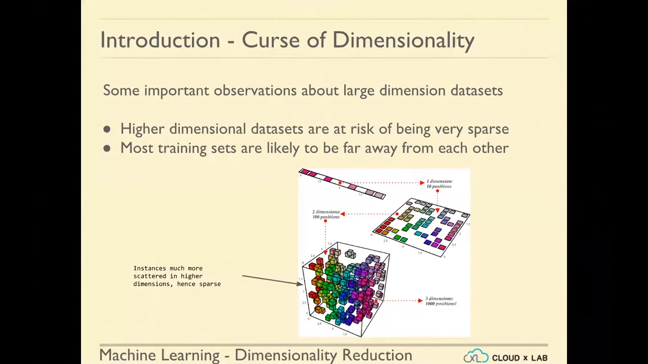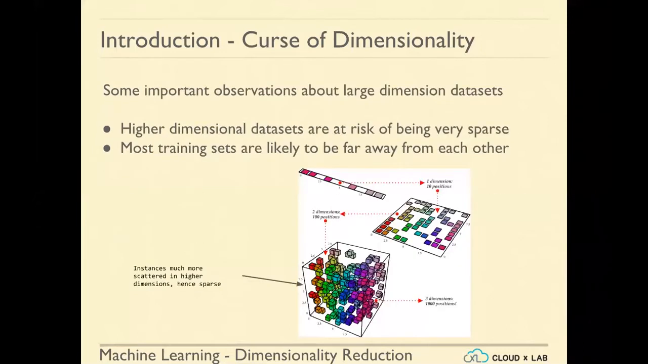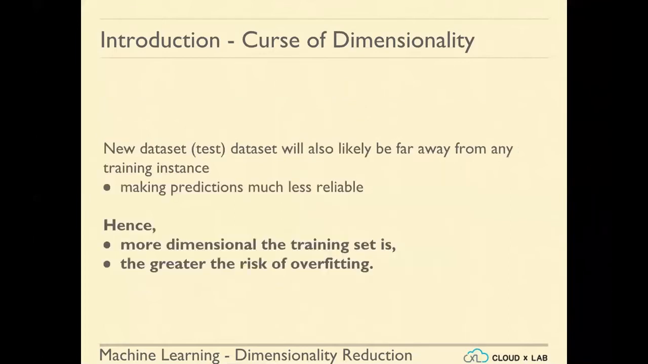Higher dimension data sets are at the risk of being very sparse. Most training instances are likely to be very far from each other. As we said, the 2 data points in a cube are very far. Similarly, in case you have more dimensions, the instances are going to be far apart from each other, and therefore the more the dimensions, the worse will be your correlation between the two.